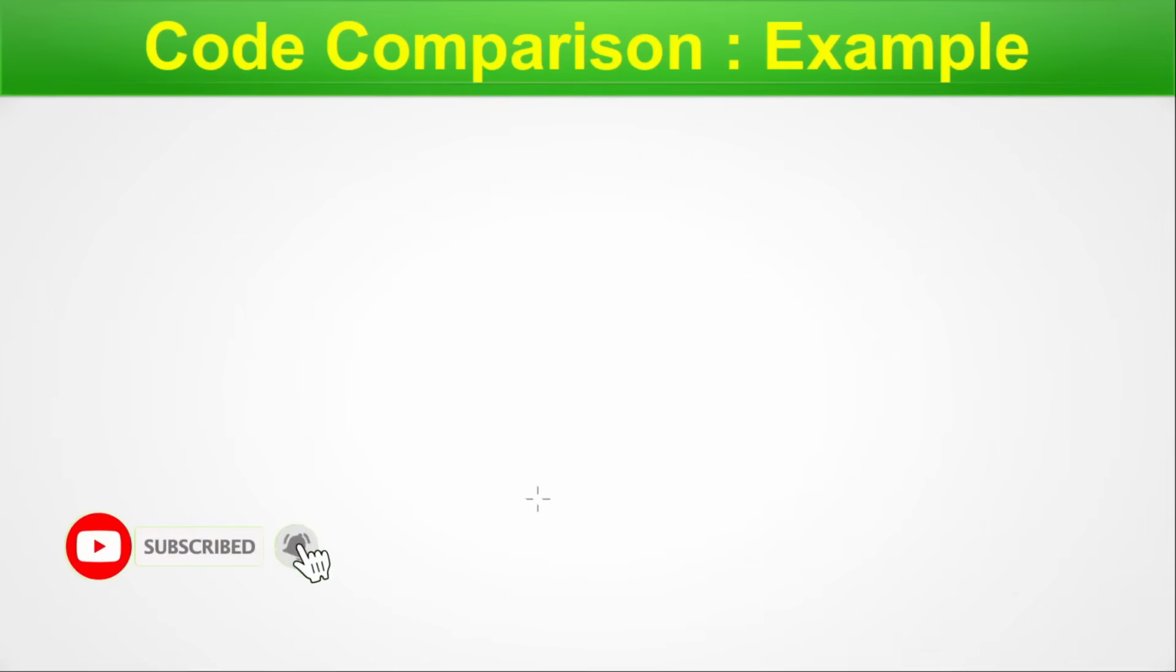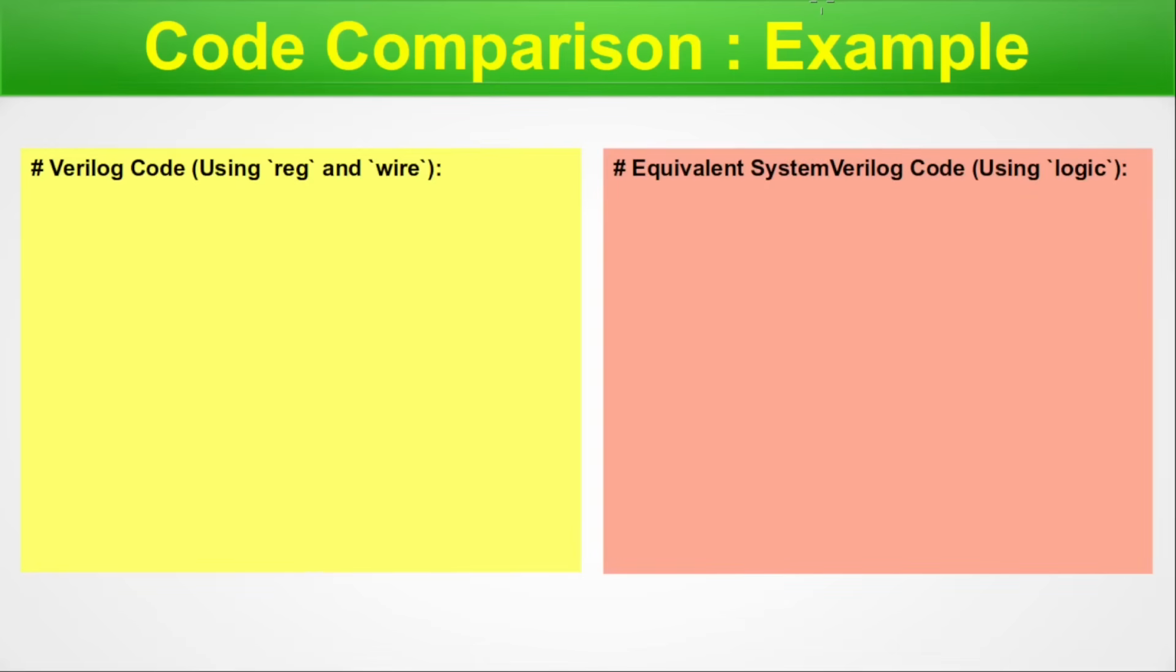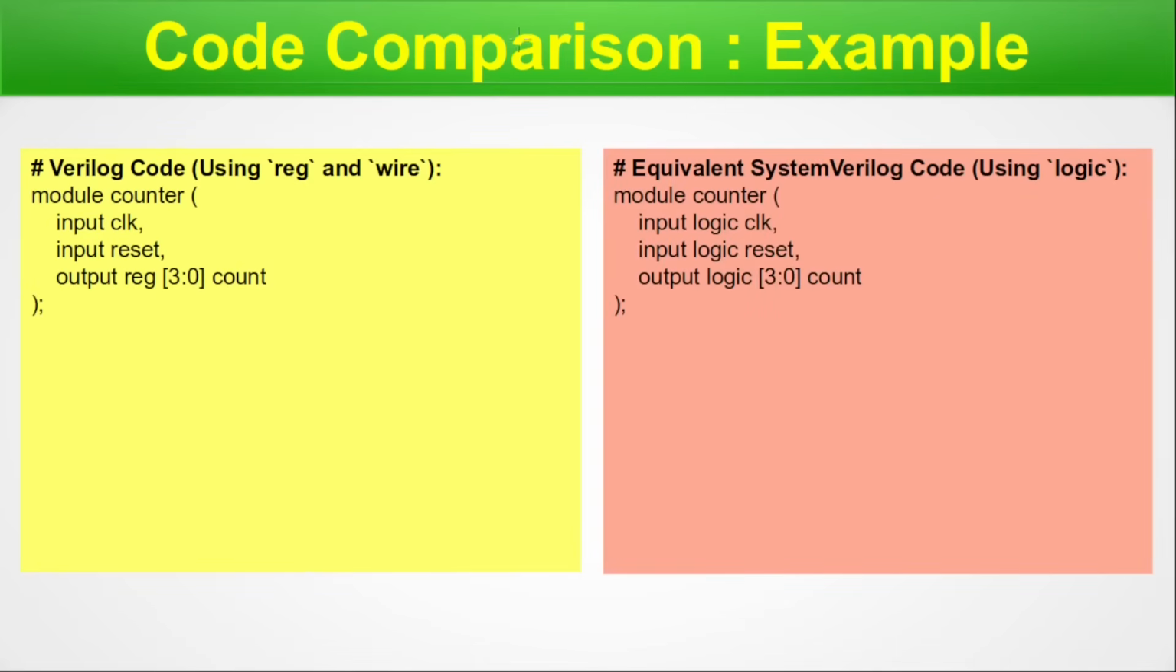Code comparison example. In this slide we will compare 2 different codes, here and here. Here there will be a Verilog code and here there will be a SystemVerilog code, and we will compare line by line. So here goes the Verilog code using reg and wire, and here goes the SystemVerilog code using logic. Here we define the counter. You can compare, right? Here we have reg simply replaced with logic, and for the input, here we have used logic, right? Simply we are using logic.